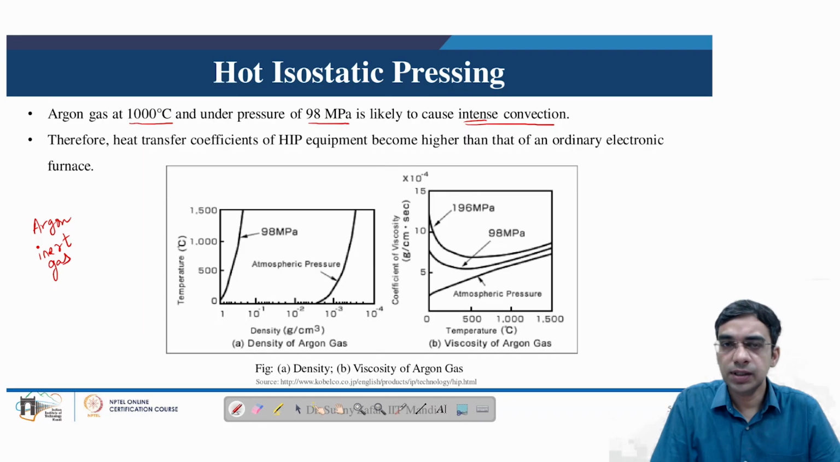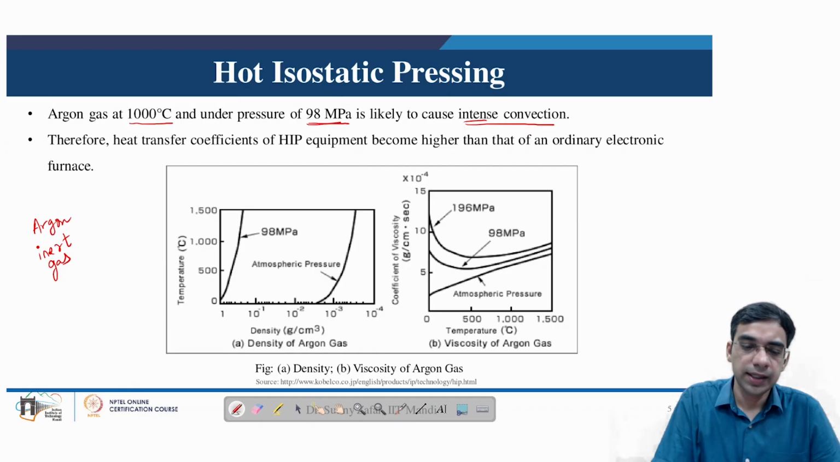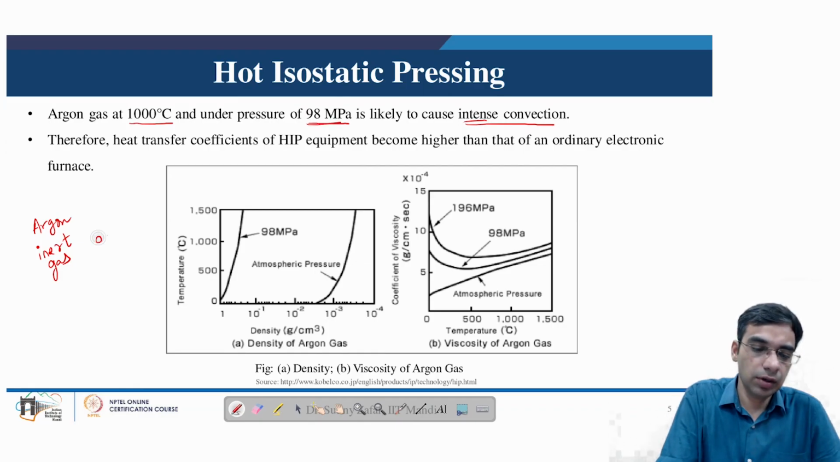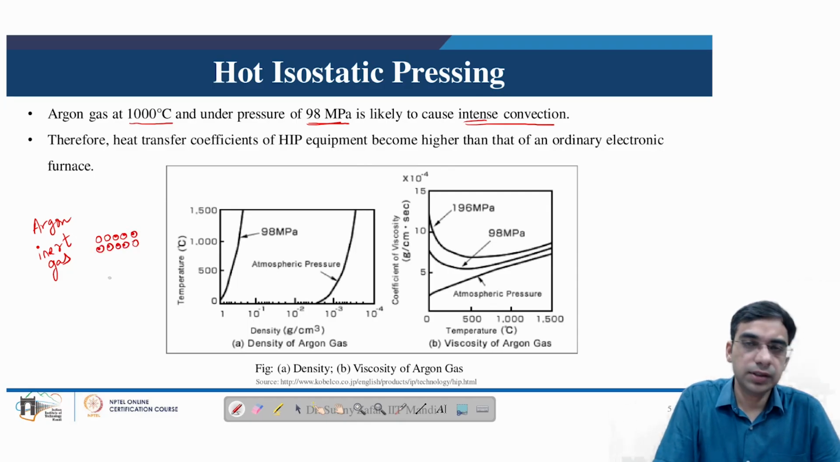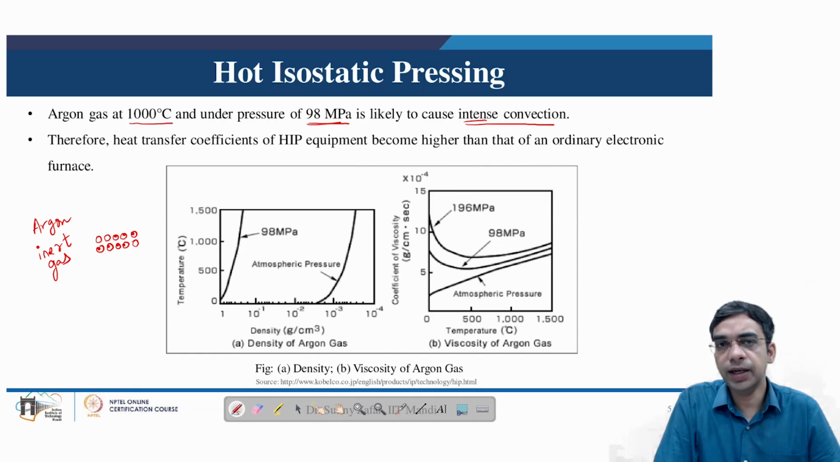So intense convection is much different than the convection that we know, because at higher pressures the molecules of argon will be very near to each other, and of course these molecules of argon, when they are very near to each other at elevated temperature, are likely to conduct or convect heat at a faster rate, thereby increasing the convective heat transfer coefficients.